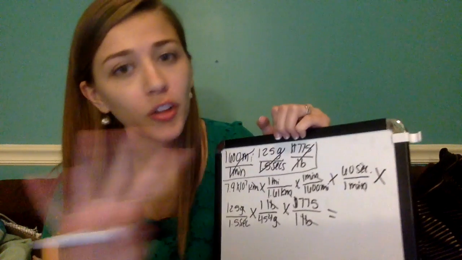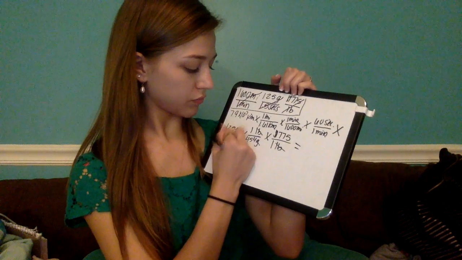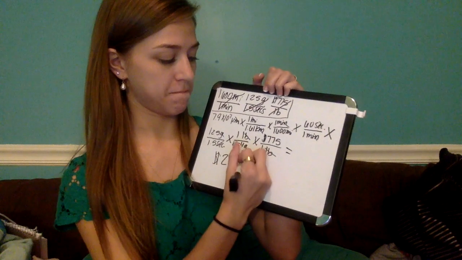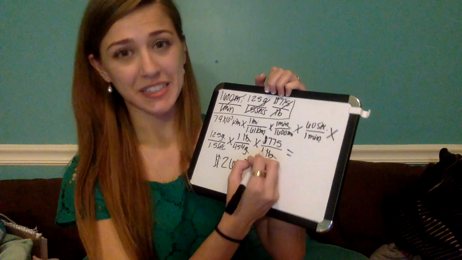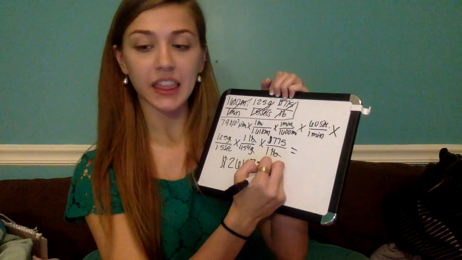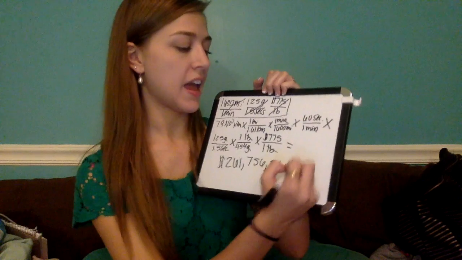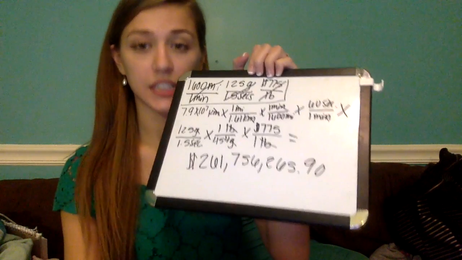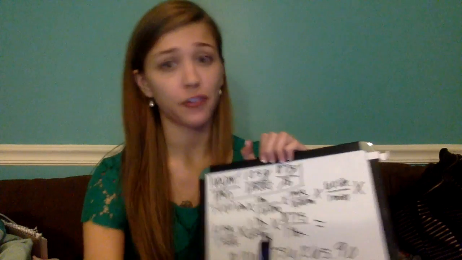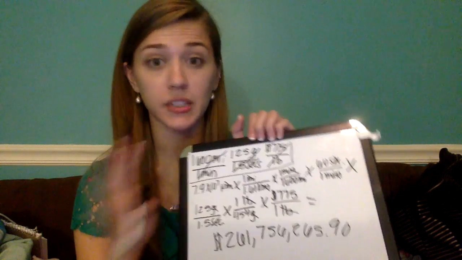If you type all of this into the calculator, you are left with 261,756,265.90. So we started with all of these different units and ended up with just money. And it was as simple as that.